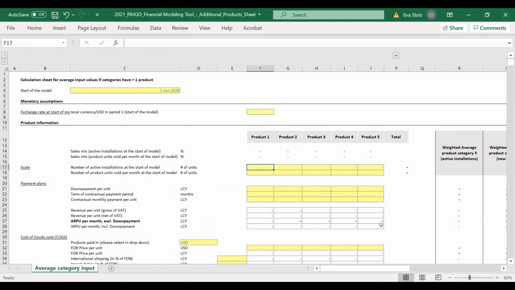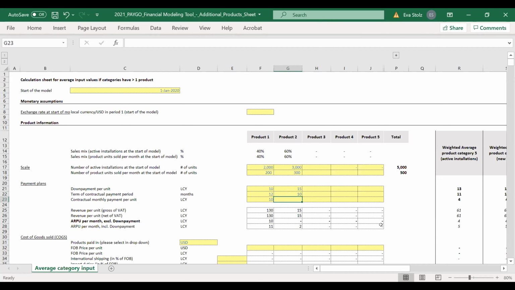So I'm just making a quick example again, but say you have 2,000 active installations of one product and 3,000 of the other product, then the number you sell per month of this product is 200. Here it's 300, and then you have a certain down payment per unit. Say for the first product it's 10, for the second product it's 15. Then you have certain contractual payment periods, or number of months over which you have to make those payments, and then a certain monthly payment that you have to pay.